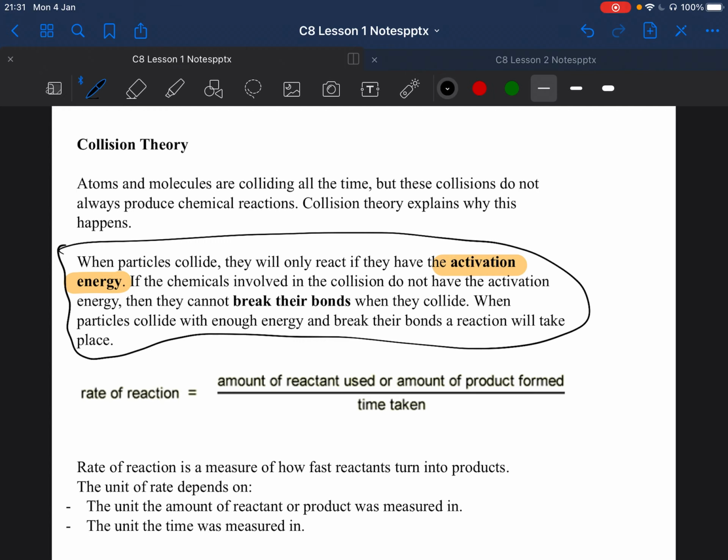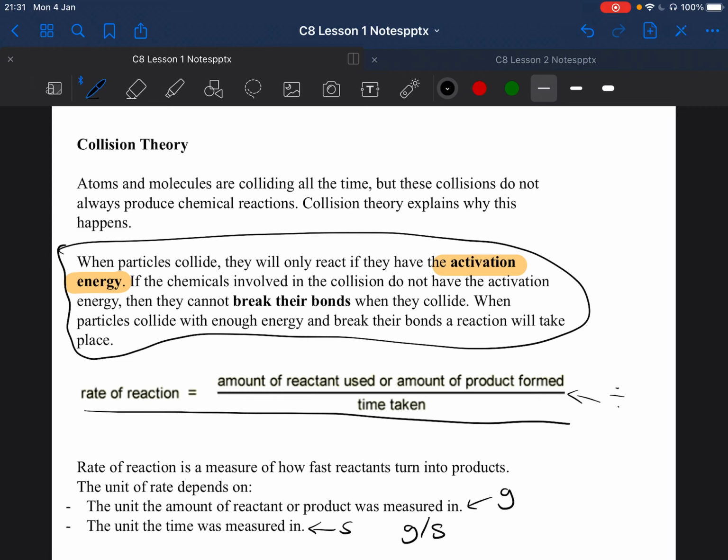We can calculate rate of reaction using this calculation here. Rate equals the amount of reactant used or amount of product formed over time taken. Now this line here, just to make you all aware, means to divide. What that means is the unit for rate of reaction will change depending on your measurement. If you are measuring your product or your reactant in grams and your time in seconds, then your rate would be grams per second.